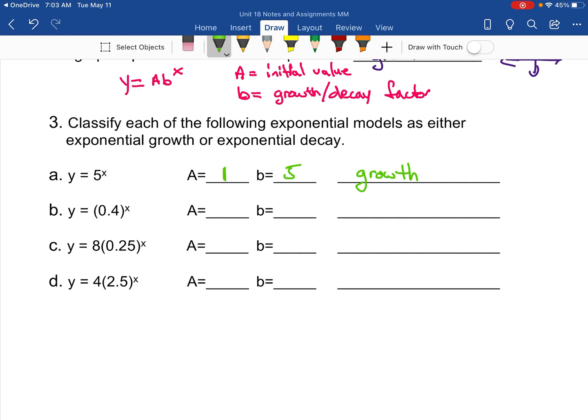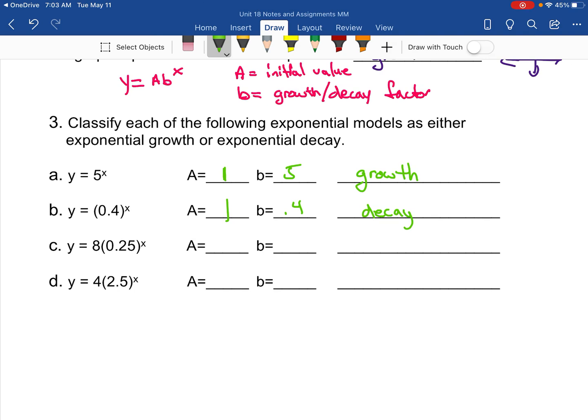B, y equals quantity 0.4 to the x power. Well, again, the a value is 1. There is still a 1 there. And my b value is 0.4. And this is what's called decay. And if you think of it as a percentage, every time x increases, y is becoming 0.4 of itself, which is 40%. It's decaying, it's getting smaller.